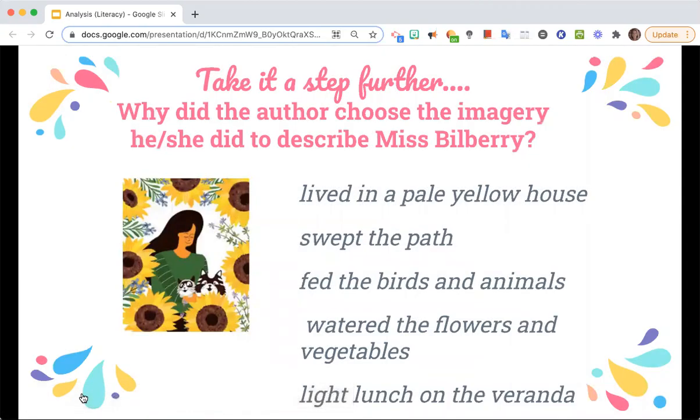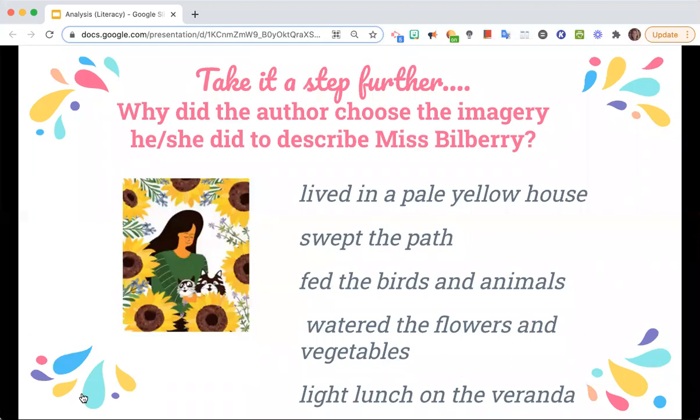This is another activity that we can demonstrate with students in order to help them to analyze. Let's take it a step further. Why did the author choose the imagery he or she did to describe Miss Bilberry? So why did the author describe her as living in a pale yellow house? Why yellow? Why pale? She swept the path. She took the time to sweep the path. It gives the students an image of her with a broom sweeping the path. We don't know if the path is a sidewalk. We don't know if the path is dirt.